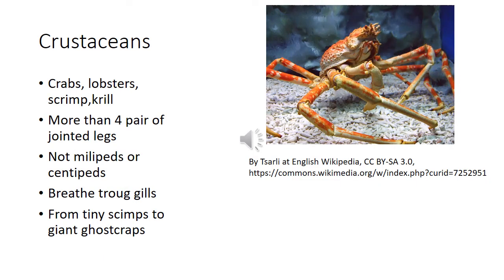Then we have the crustaceans. The crustaceans are the crabs or the lobsters that you might eat in a seafood restaurant, but also small but important organisms like shrimp and krill. They have more than 4 pairs of jointed legs, but not as many legs as we later see in the millipedes or centipedes. They have gills, and they come in a lot of different sizes, from the small, like microscopic krill, to the giant ghost crabs, which can be like 2 to 3 meters.